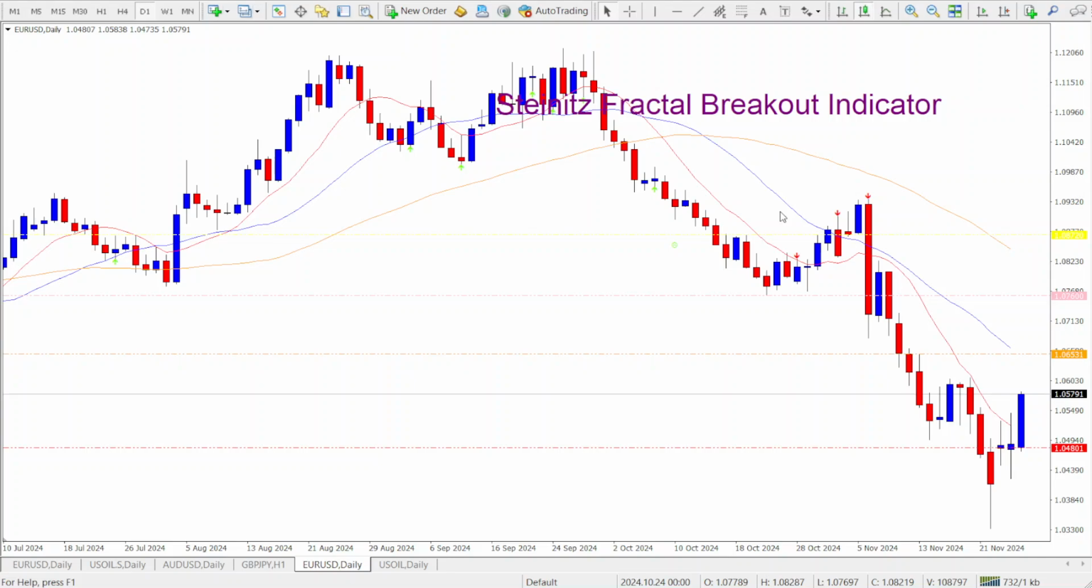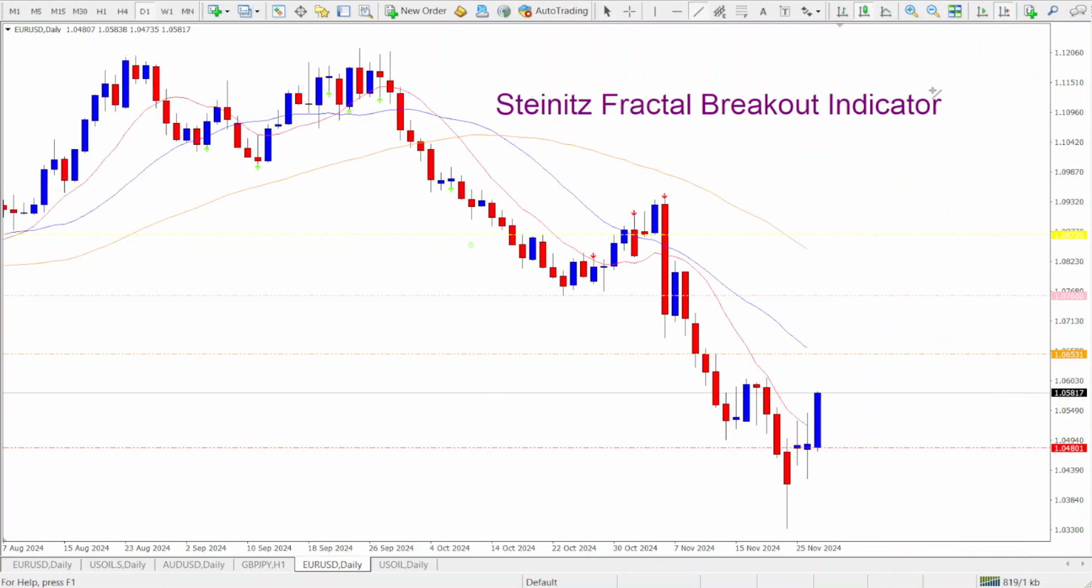How do you identify good trading opportunities using this indicator? One, the first thing you should do is identify the direction of the trend. I'm going to recommend using this indicator in the direction of the trend if you want to enhance your chances of success. So once you've identified the direction of the trend, for example, this is a bearish trend, right? This is a bearish trend.